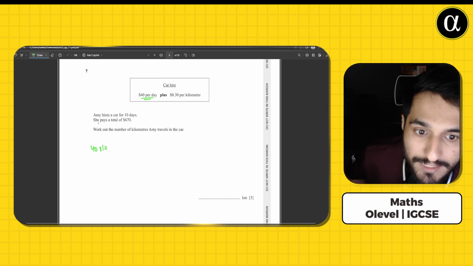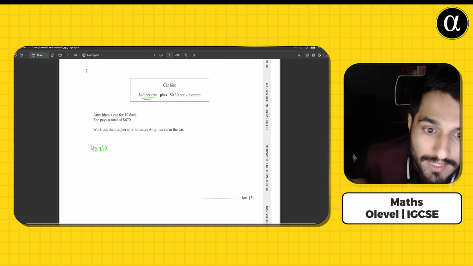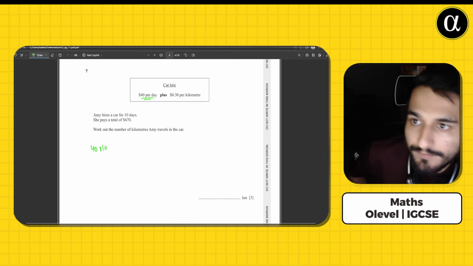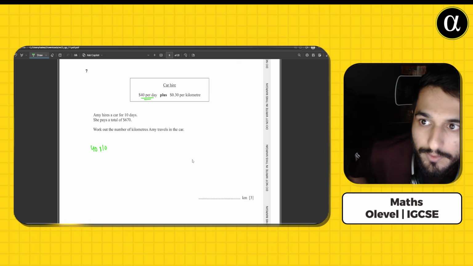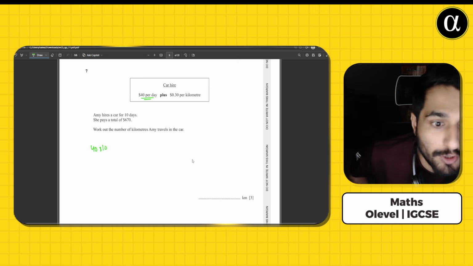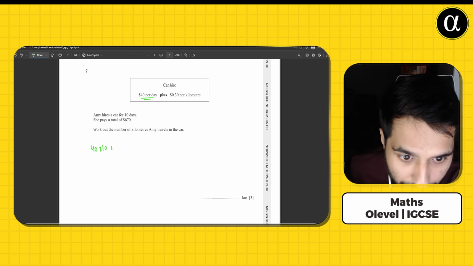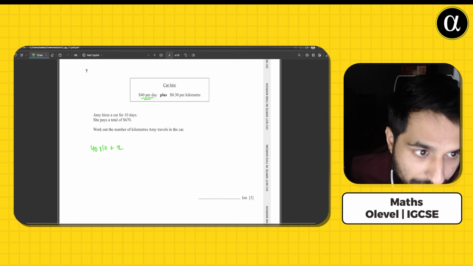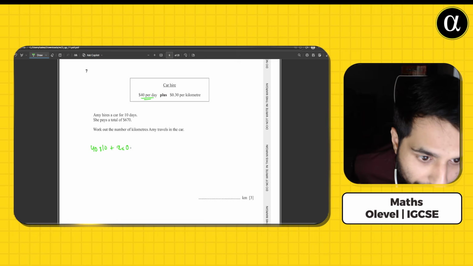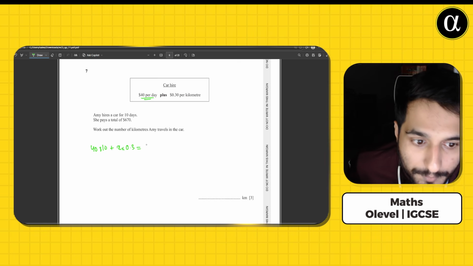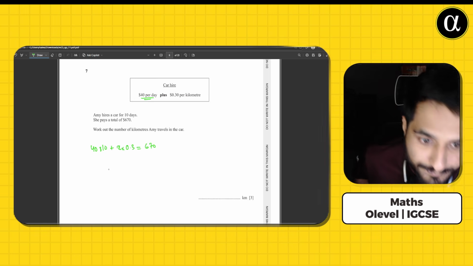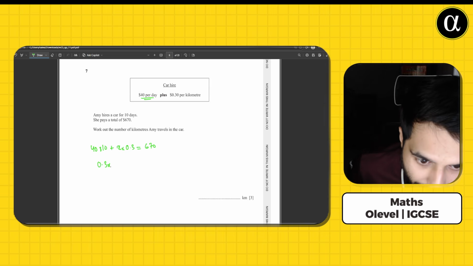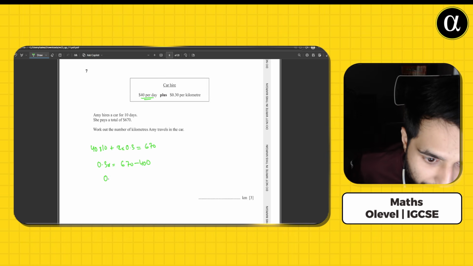And it further says that she pays a total of $670. Work out the number of kilometers Amy travels. So what are we going to do? We'll calculate the total price that would result from the fixed price of 10 days and then the kilometers used. We do not know how many kilometers were traveled, so we'll take x number of kilometers times the price of each kilometer, that is 0.3. Now they should be equivalent to the total price 670, right? So this would be 0.3x equals 670 minus 400. When we do that, it's going to be 0.3x equals 270.